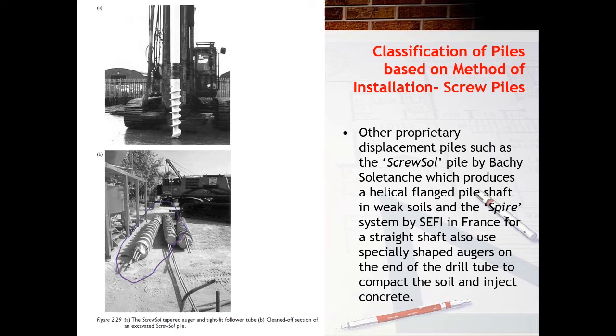So ini adalah rupa bila screw pile ni dikeluarkan, excavated. Ini adalah the auger yang digunakan untuk bore lubang pada tanah tu and dia terus masukkan tube dalam tu. Jadi dia akan masukkan konkrit lah dekat dalam.